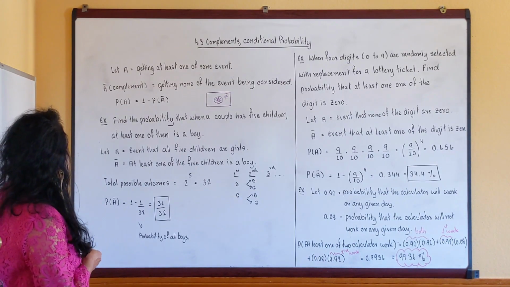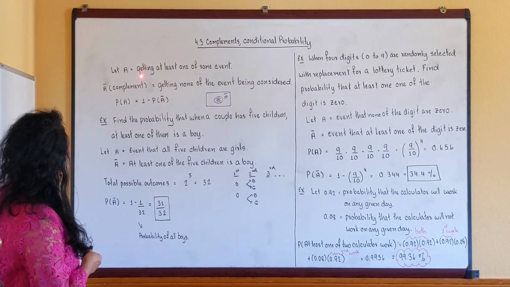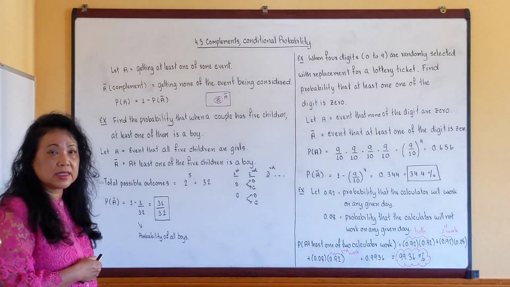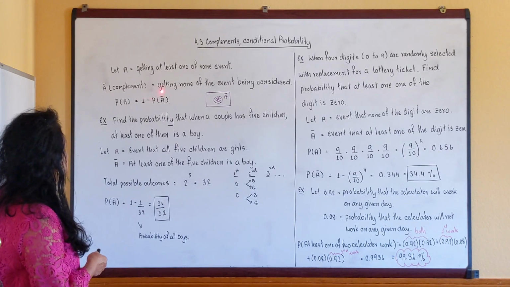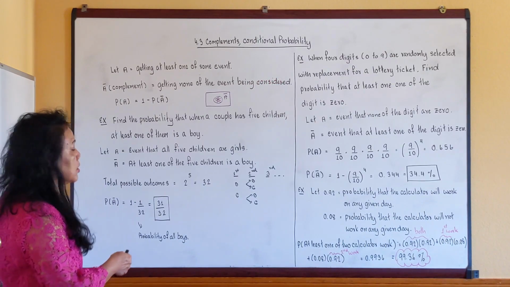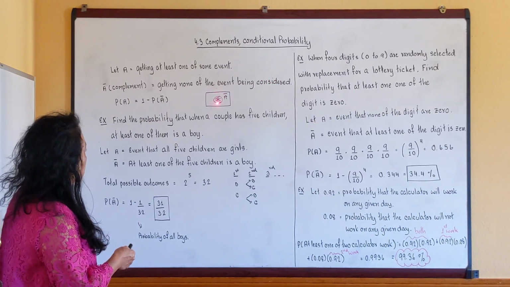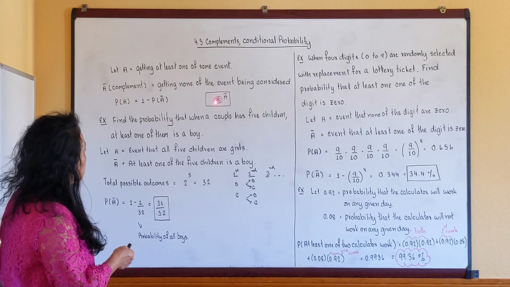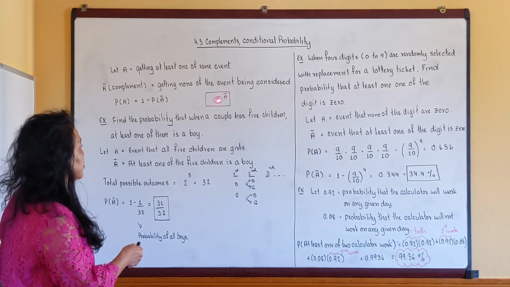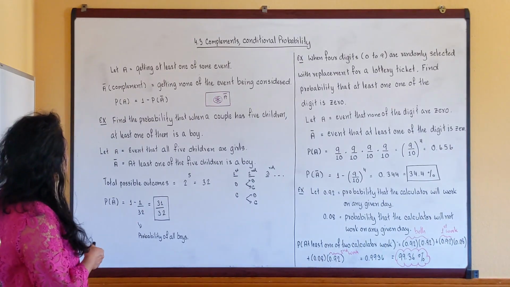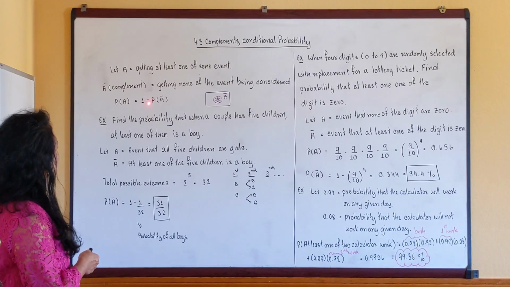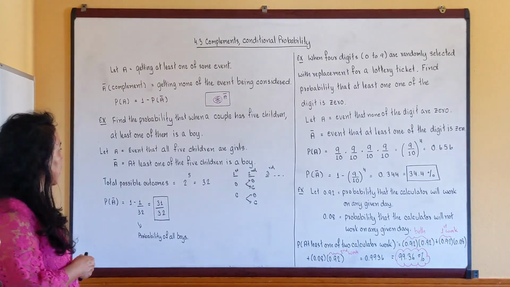If you have A be an event of getting at least one of some event, the complement is going to be getting none of the event being considered. If you look at the Venn diagram, if your event A is the circle here, the complement of A will be everything else outside of A. Again, to calculate this, probability of A is equal to 1 minus probability of complement of A.